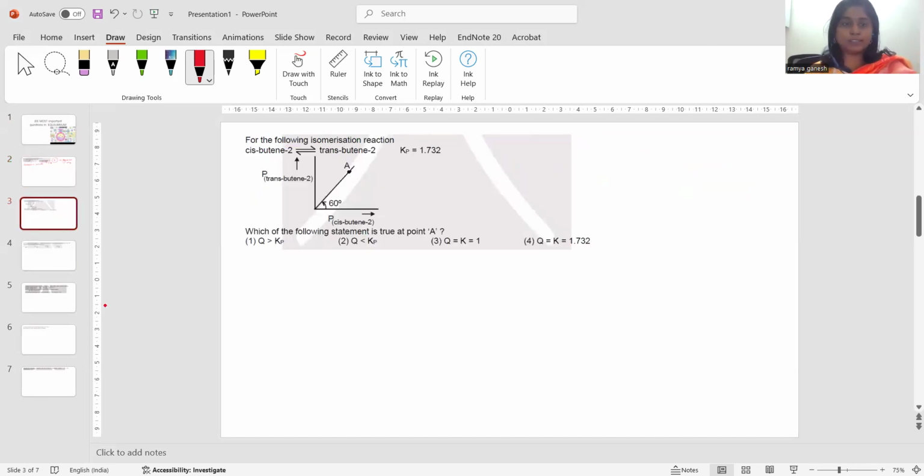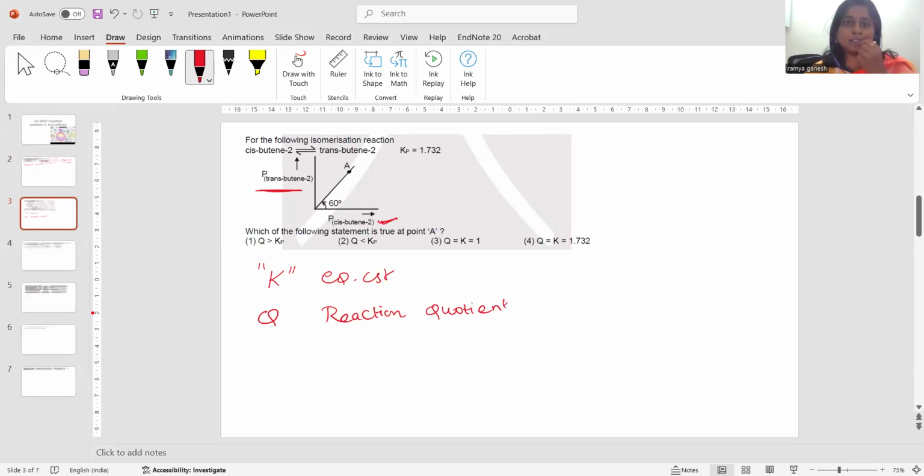Let's go to the next question. The following isomerization reaction is cis-2-butene getting converted into trans-2-butene. The Kp value is provided to us. P-trans-butene is on your y-axis and P-cis-butene is on your x-axis. Which of the following is a true point here? So K is called the equilibrium constant and Q is called the reaction quotient.